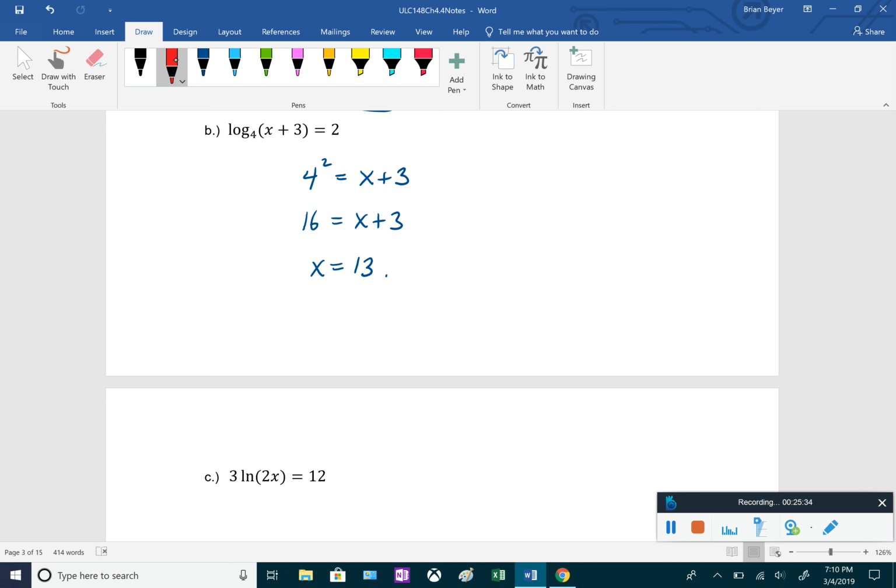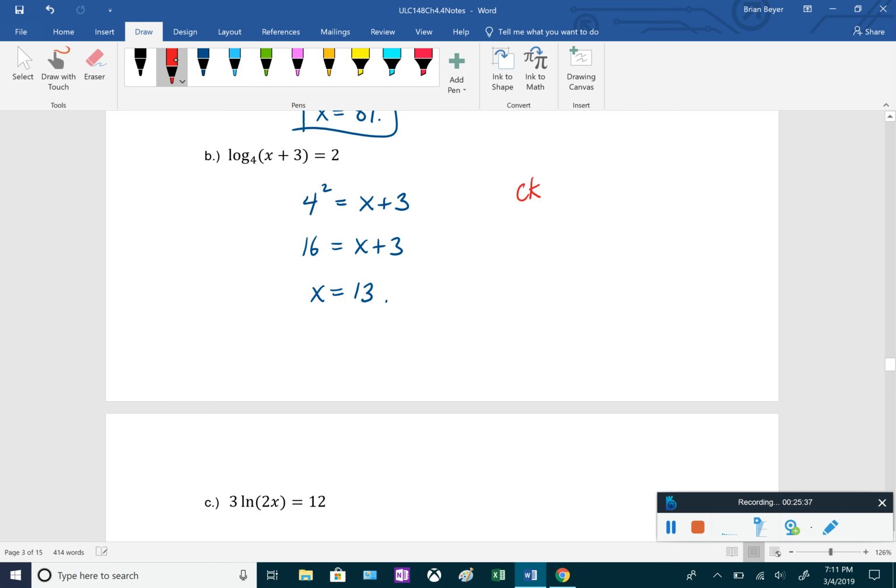So once again, we have to check. That's what's kind of annoying with these ones. We don't have a choice. It's part of the problem. So we have to make sure the input x plus 3 is positive. Okay, so x plus 3 is going to equal 13 plus 3. 13 plus 3 equals 16, which is positive, so we are good.